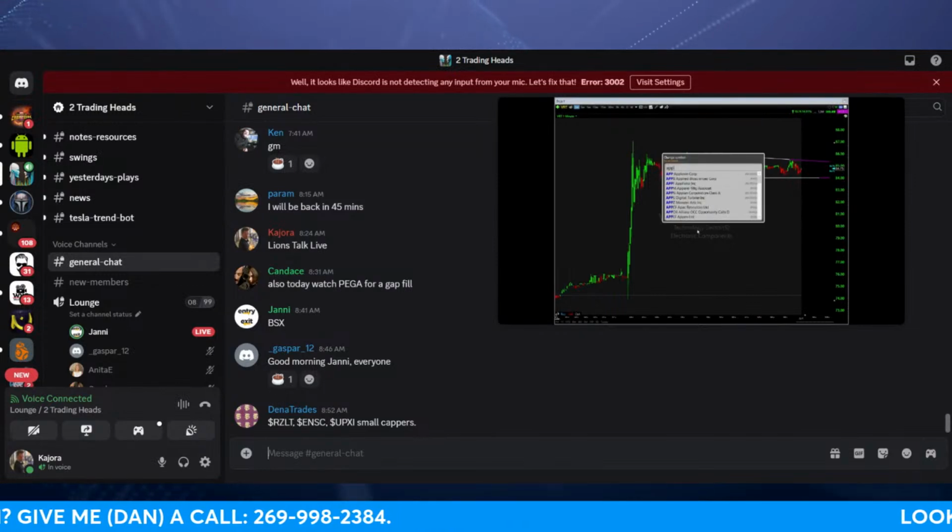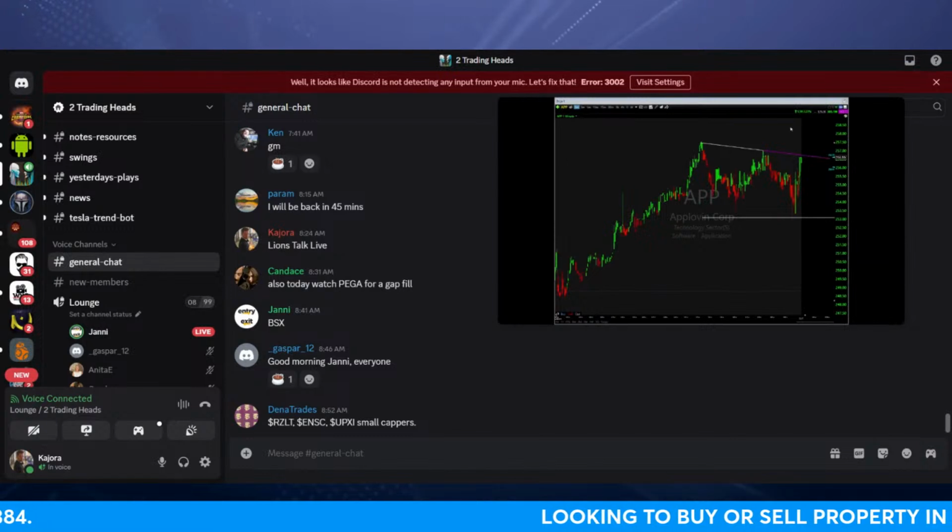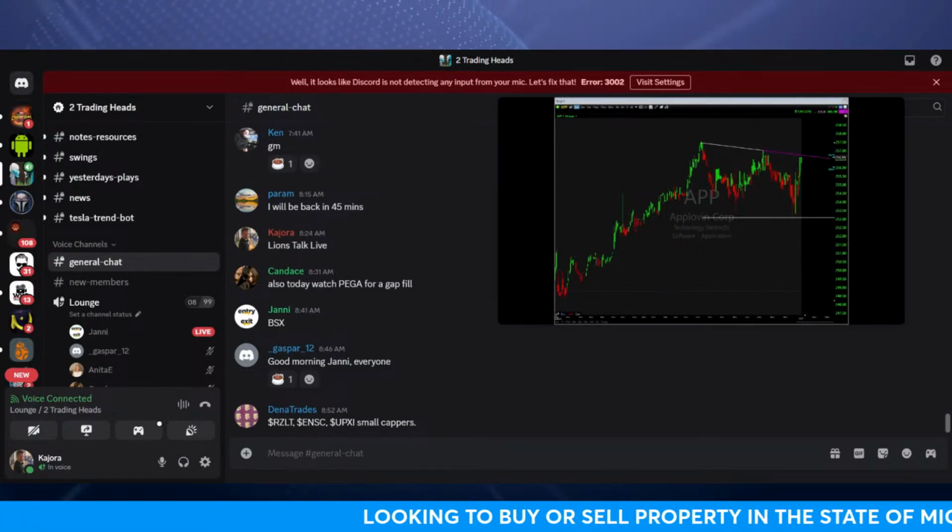All right, look at the APP. We're just talking about it, right? APP. Look, it's coming up to resistance here. It's trying to push through, right? On APP.